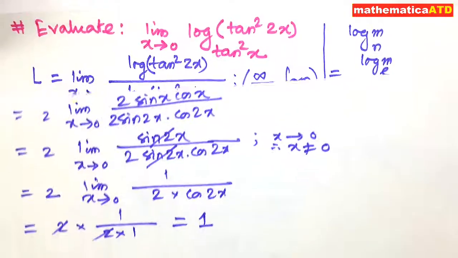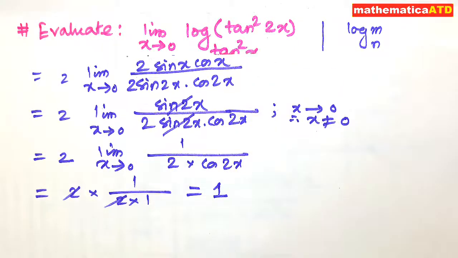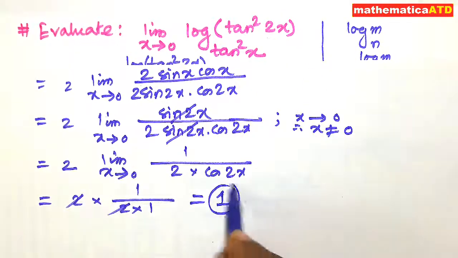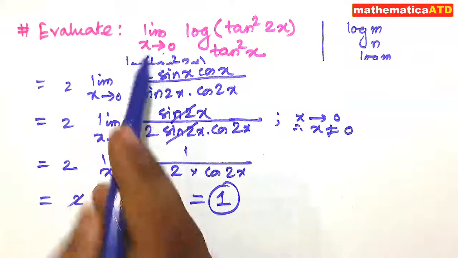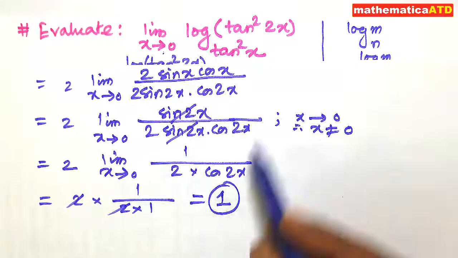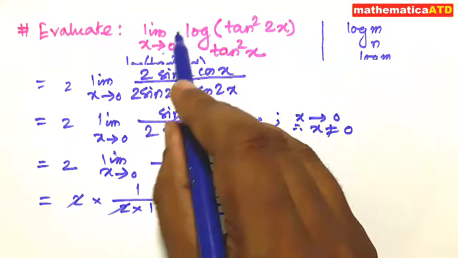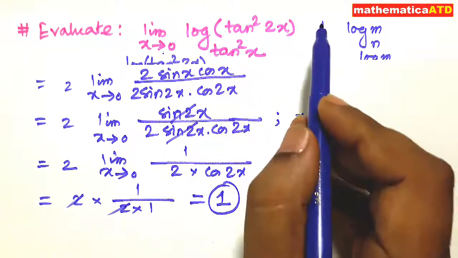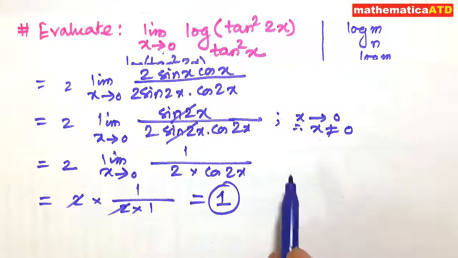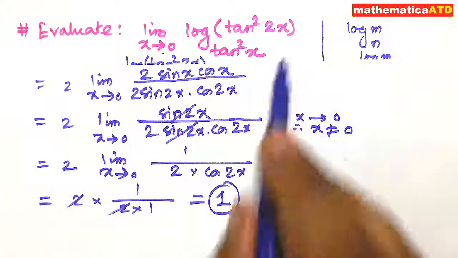So the limiting value of the given form, limit x tends to 0 of log of tan 2x base tan x, is 1. Again I repeat, limit x tends to 0 of log of tan 2x base tan x, the limiting value is 1. We have applied here the L'Hospital's rule because the form is infinity by infinity. So it is better to apply the L'Hospital rule, and using this we get the result 1. That is the limiting value of this problem is 1.